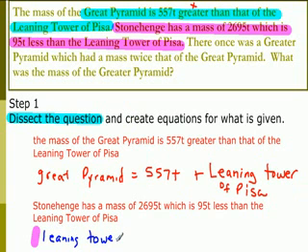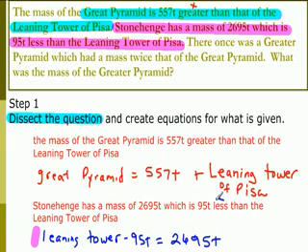The Leaning Tower minus 95t equals 2695t. Okay, so we know that because it says Stonehenge has a mass of 2,695, which is 95 less than the Tower of Pisa, so less means to subtract. So the Leaning Tower of Pisa minus 95 is 2,695.